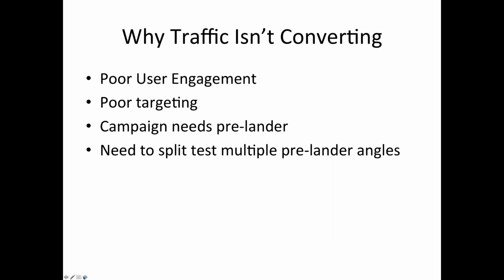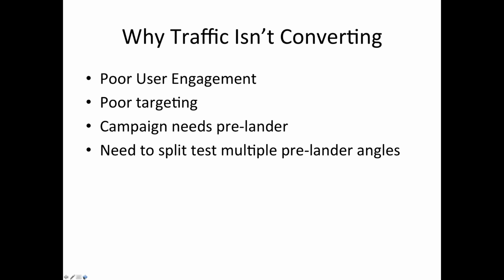Okay, so now we know how the offers work. We now know the different types of traffic channels. We now know when we're going to direct link and when we're going to use a prelander. But why isn't it converting? What's going on here? Almost every single campaign that I help an affiliate optimize or a media buyer start, where they say, well, it's not converting, I can almost always throw it into one of these categories.